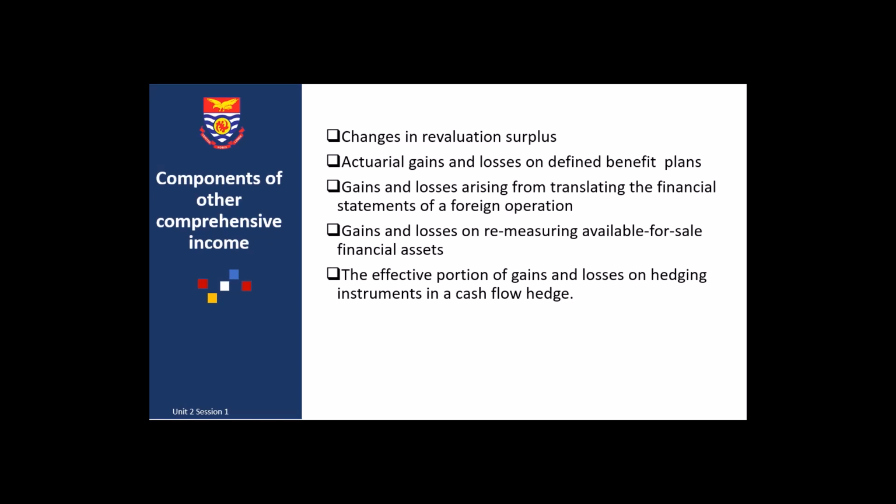These are some of the components of other comprehensive income. One, changes in revaluation surplus; actuarial gains and losses on defined benefit plans; also gains and losses that arise from the translation of financial statements of a foreign operation; also gains and losses that arise from remeasuring a financial asset that is available for sale; and also the effective portion of gains and losses on hedging instruments in a cash flow hedge are all components of other comprehensive income.